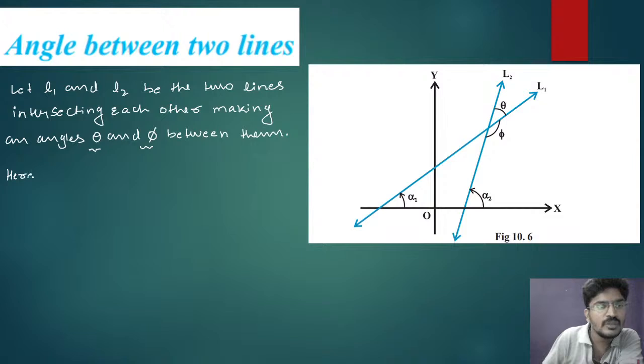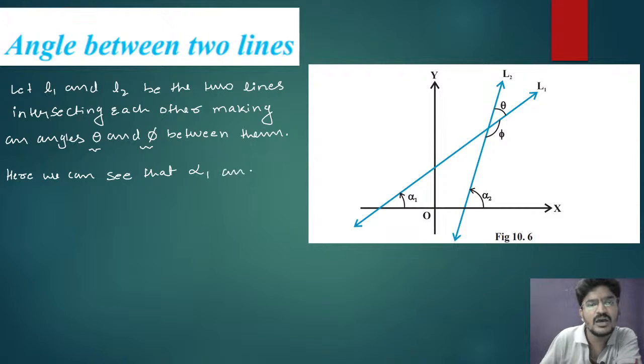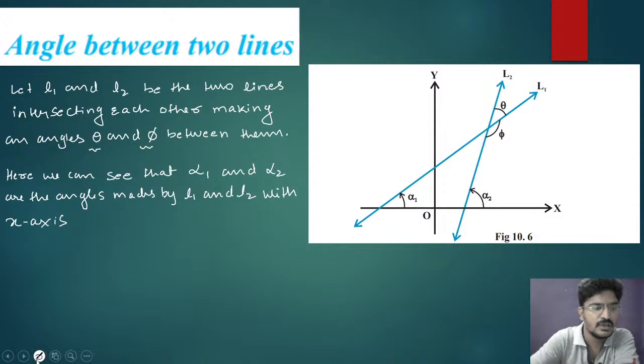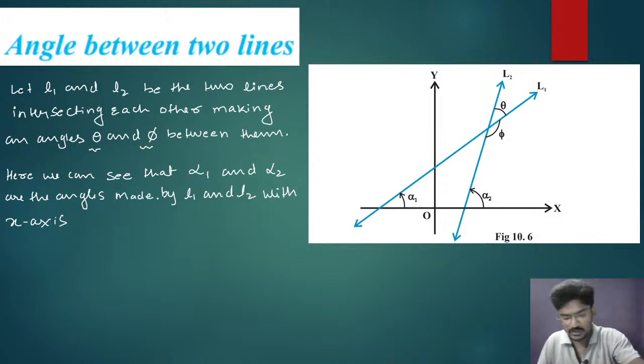Here we can see that alpha 1 and alpha 2 are the angles made by L1 and L2 with the x-axis. Clear?